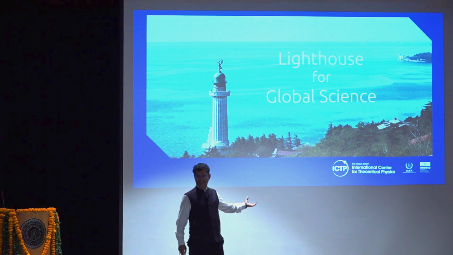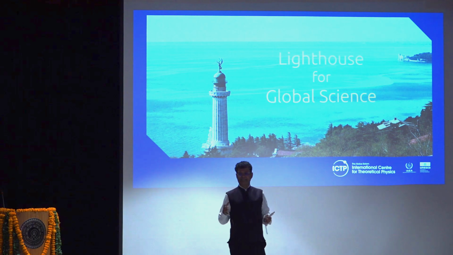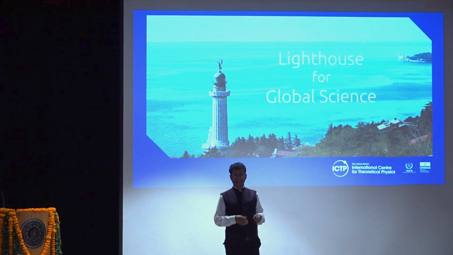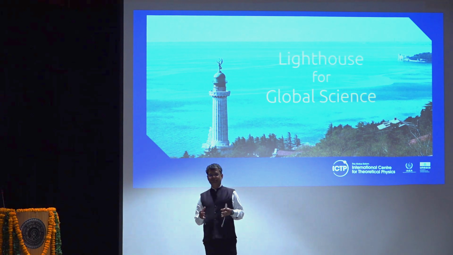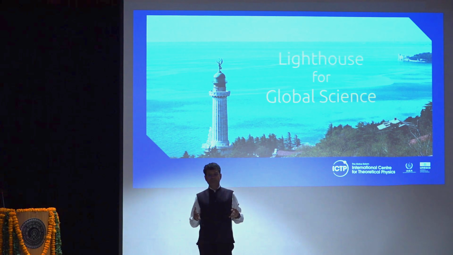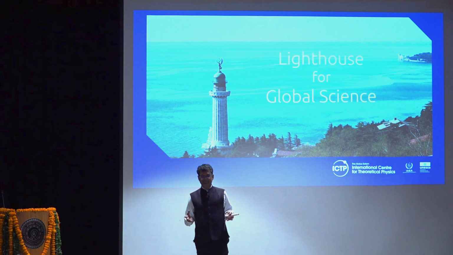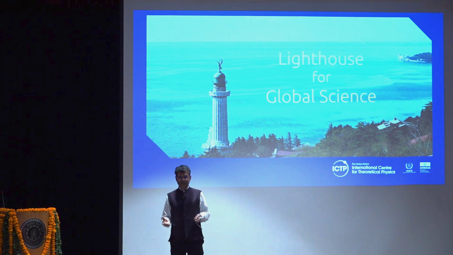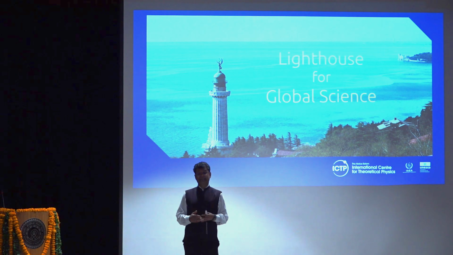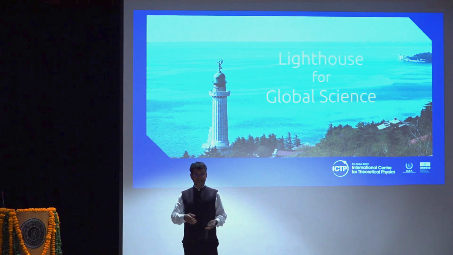So we imagine that science can be, of course, it would be naive to imagine that science can help in solving difficult political problems. But what science can do is, it's a common language that everybody understands. It can bring people together. So it can facilitate dialogue, which is something which ICTP has been doing and can do even more in the coming years.